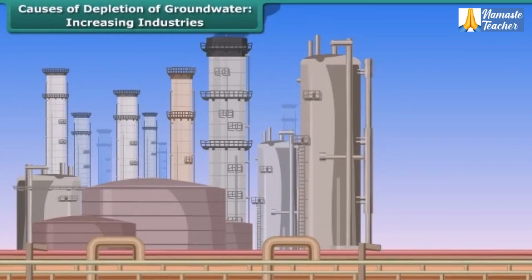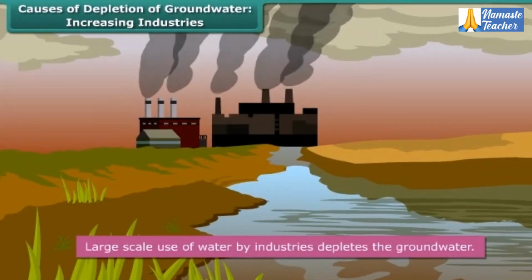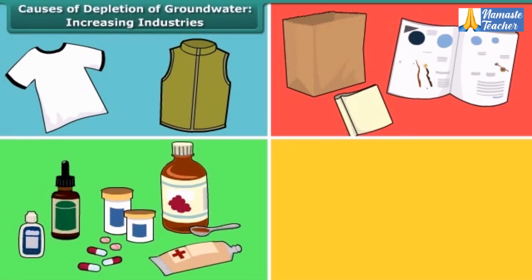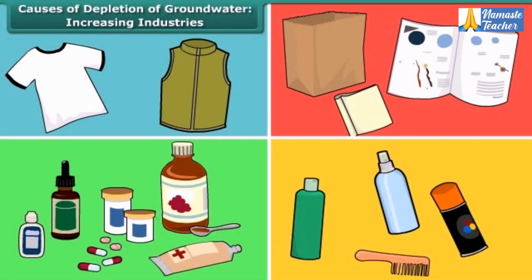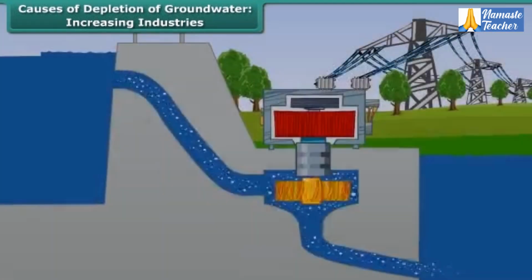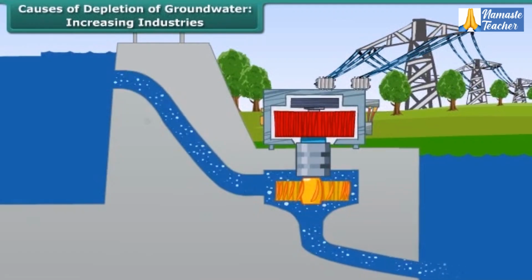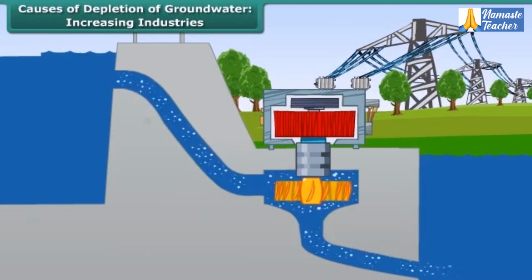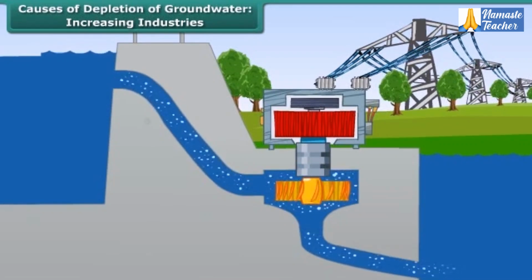Industry forms the backbone of the modern world. It is impossible to imagine life without industries. Almost all the products that we use in our daily lives, such as clothes, paper, medicines, cosmetics, etc., are industrial products. Industrialization is an ongoing process that will never come to an end. New industries are being set up every day to meet the growing needs of a rising population. These industries draw tons of groundwater every day for use in production processes, thereby depleting it.